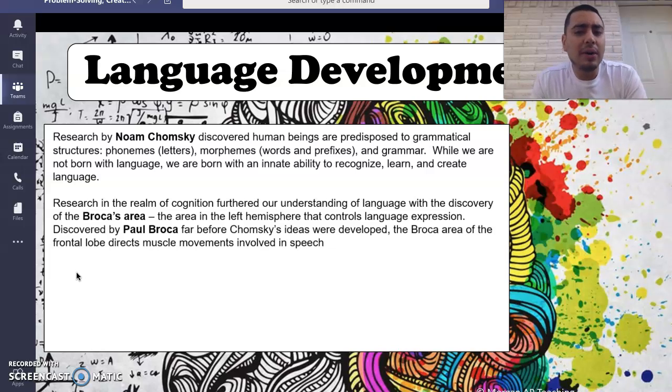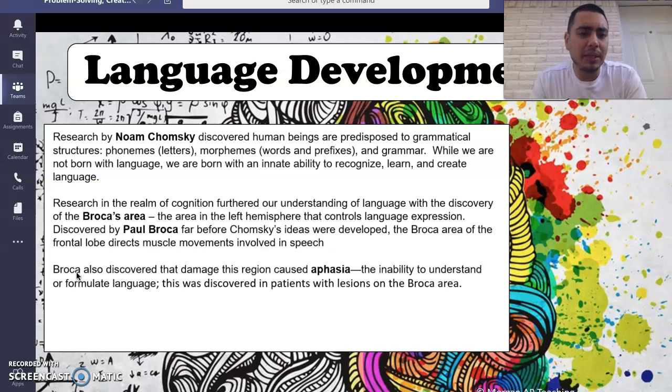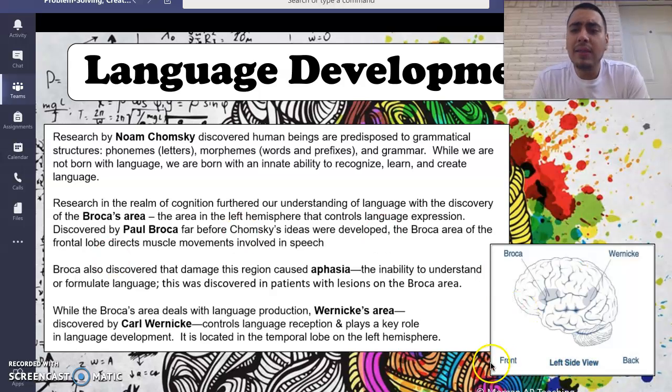The Broca area of the frontal lobe directs muscle movements involved in speech. Now, Broca also discovered that damage in this region caused aphasia, the inability to understand or formulate language. This was discovered in patients with lesions on the Broca area. Now, this is what we're talking about, the Broca area. This is the cerebellum, this is the frontal lobes, and this is where the Broca area would be, kind of next to the temporal lobe.